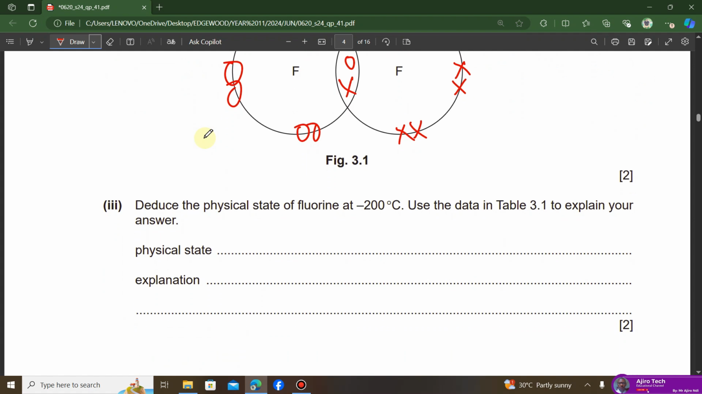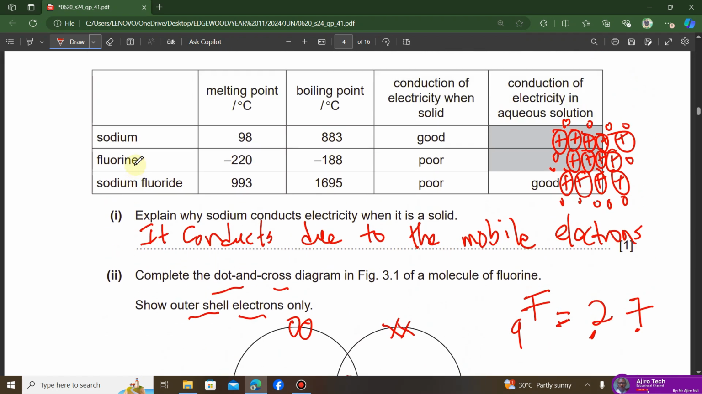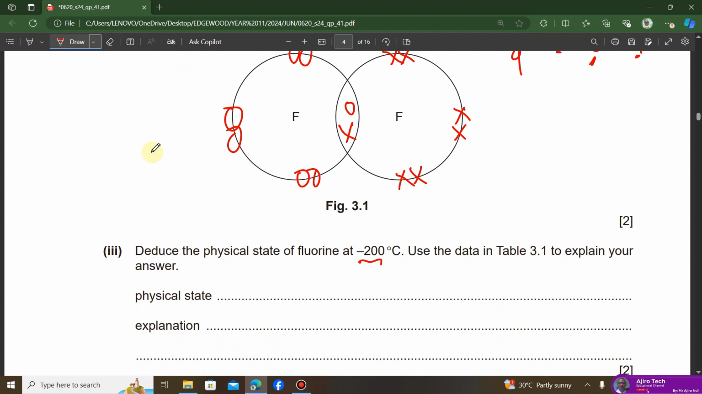All right, so the next question says, deduce the physical state of fluorine at minus 200 degrees Celsius. So I'm going to give the state and give an explanation why we pick that particular answer. So at minus 200 degrees Celsius, let's look at the table. So our focus is on fluorine. Now at minus 200 degrees Celsius, we see that minus 200 degrees Celsius is greater than the melting point of fluorine. So since it is greater than the melting point of fluorine, therefore fluorine at that temperature would be a liquid.